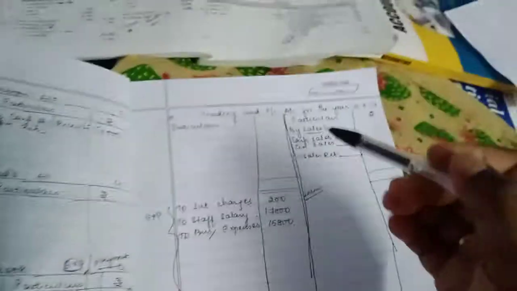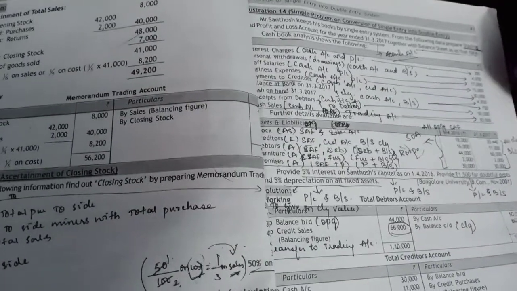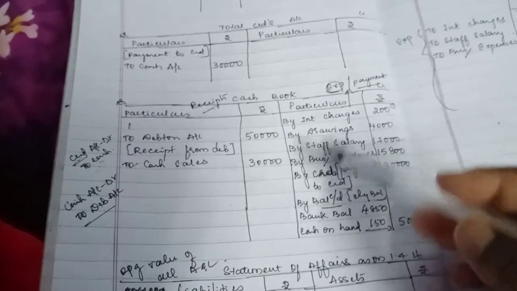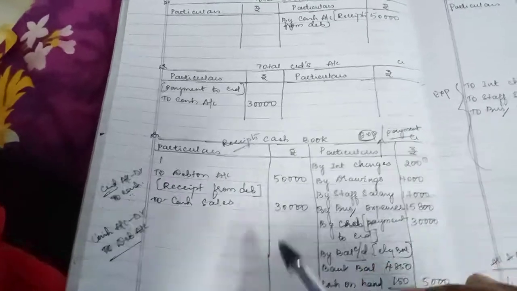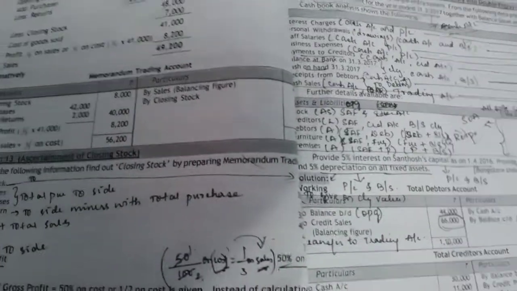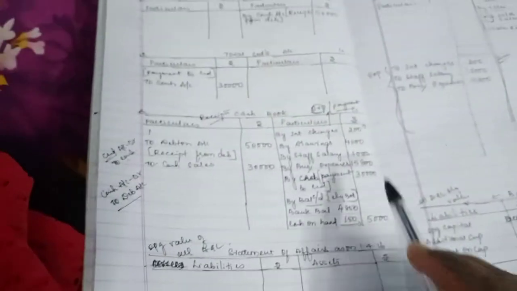Once I took it here, second time I took it to the trading account. Now I finished all the cash transactions. If you see, all the cash transactions come to the cash account. All the payments come to the buy side, all the receipts come to the to side. But all the entries are there in the cash book analysis. Second time, they go to various places.